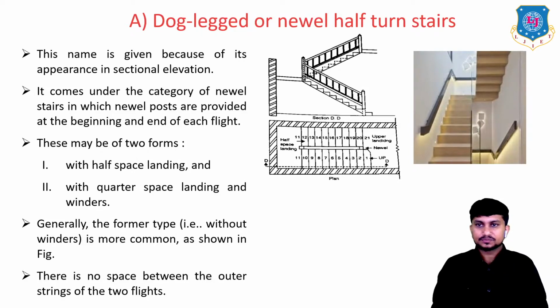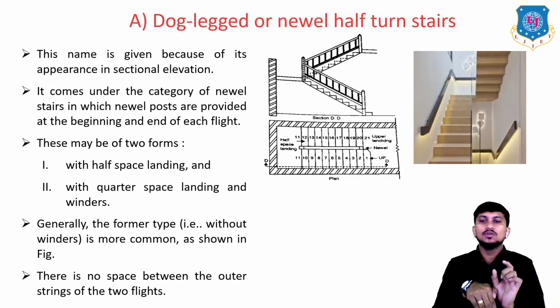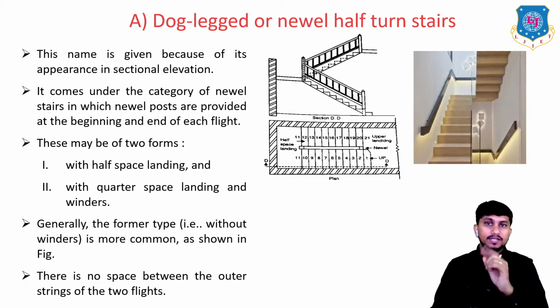This dog-leg stair is further divided into two parts: with half space landing, and with quarter space landing and winders. Generally, without winders is more common, as shown in this figure. There is no space between the outer strings of the two flights. So in between the two flights, no particular space is provided in dog-leg newel half-turn stairs.